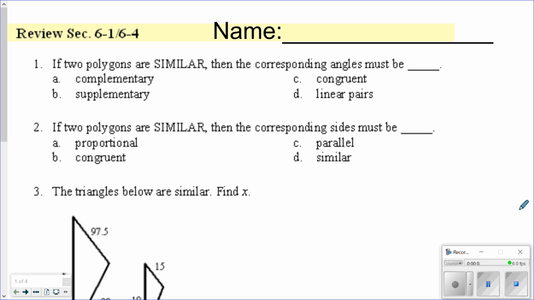Hi everyone, we're going to review over 6.1 to 6.4 for our quiz tomorrow. Please remember that you are expected to take your quiz during your scheduled geometry period, and if you don't know when that is, just take a look at our WAG.